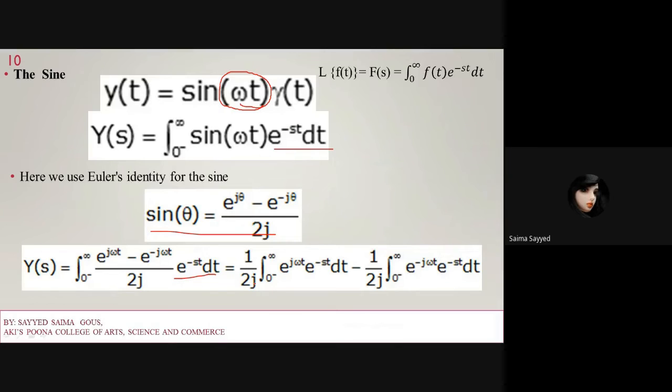Now take 1 upon 2j common, and multiply e raised to minus st with each term. So it will be 1 upon 2j, integral 0 to infinity e raised to j omega t into e raised to minus st dt, minus 1 upon 2j, integral 0 to infinity e raised to minus j omega t into e raised to minus st dt.